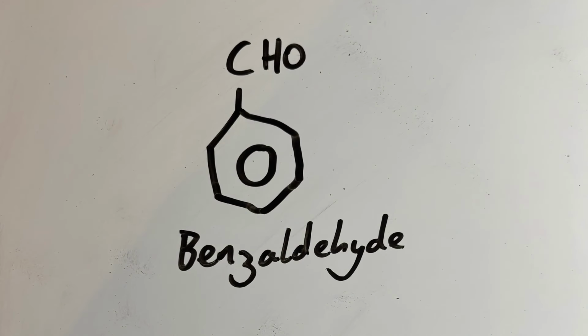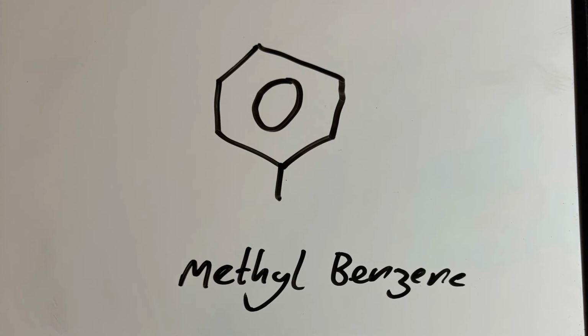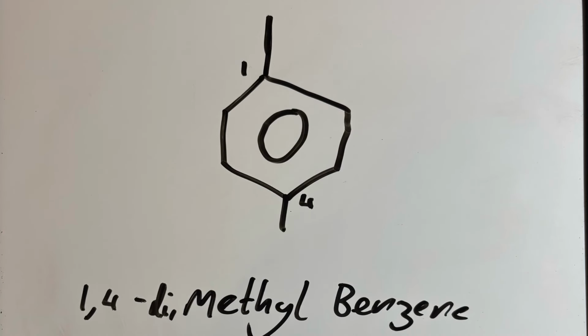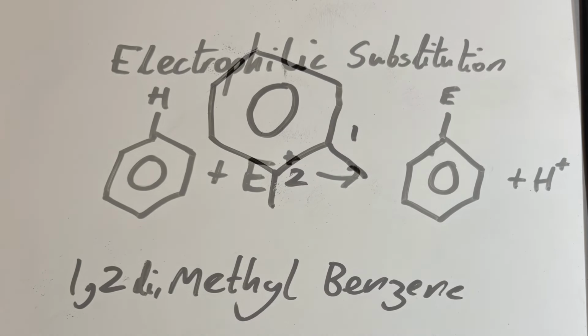Rather than benzenal, this is benzaldehyde. Just to clear up on this numbers thing, this is methylbenzene. This, however, is 1,4-dimethylbenzene, because one is at position 1 and one is at position 4. And in this one, one is at position 1 and the other is in position 2, because you start at where the first group is, and you keep that locant number as low as you can.